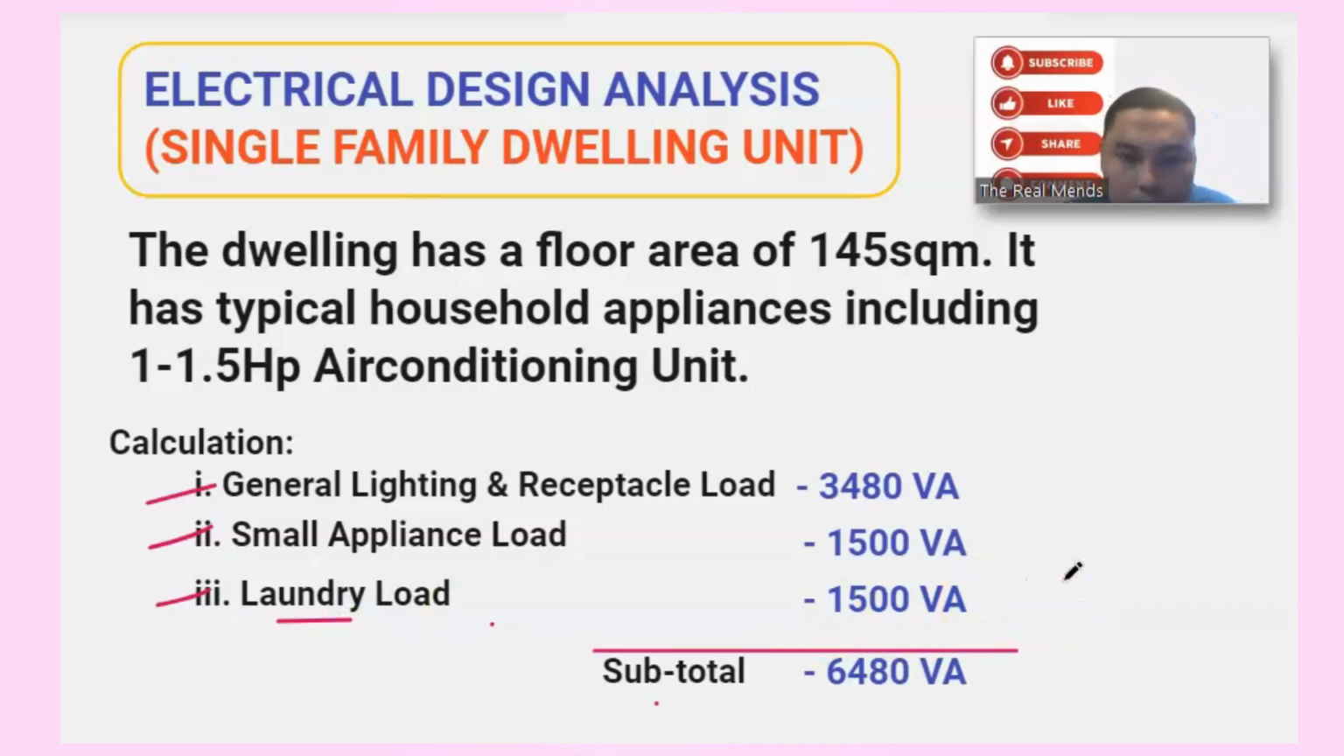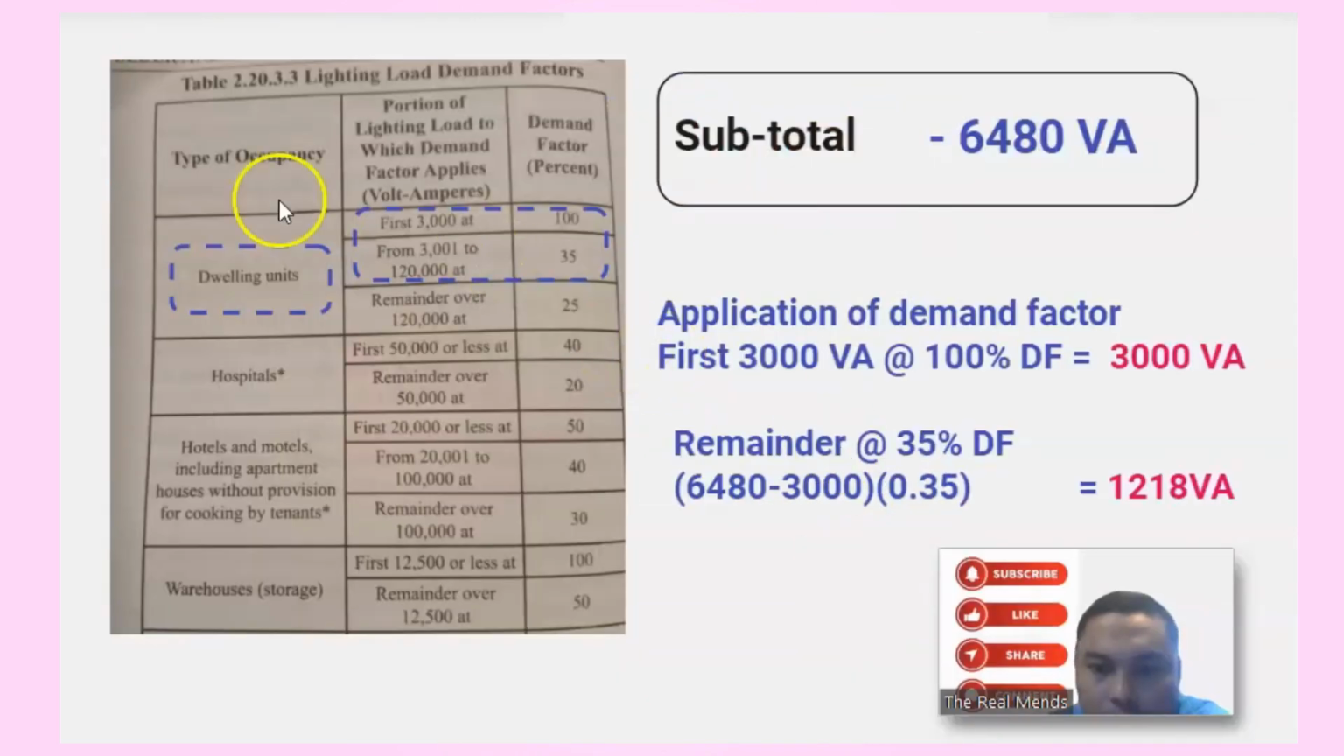So after that, get the subtotal. So 3,480 plus 1,500 plus 1,500. So we come up to 6,480 VA. So after this one, let's use PEC for the applications of demand factor.